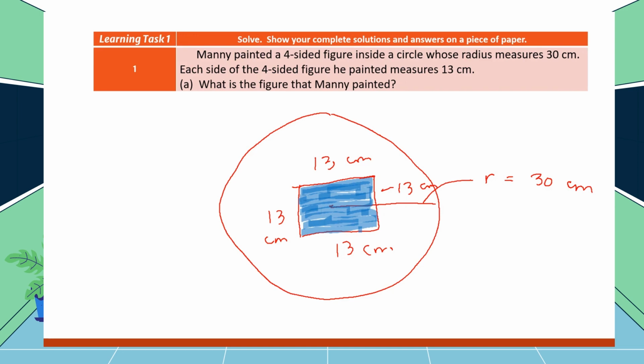Pero, if you look at the question, what is the figure that Manny painted? Kung ang measurement ng bawat side ng napinturahang ito ay 13 centimeters, equally, ibig sabihin, this figure, ito, yung pininturahan ni Manny, ay ang tinatawag nating square. Bakit kaya naging square? Kasi nga, pare-pareho ang sides ng bawat length nung pininturahan ni Manny. Okay? Ayos.